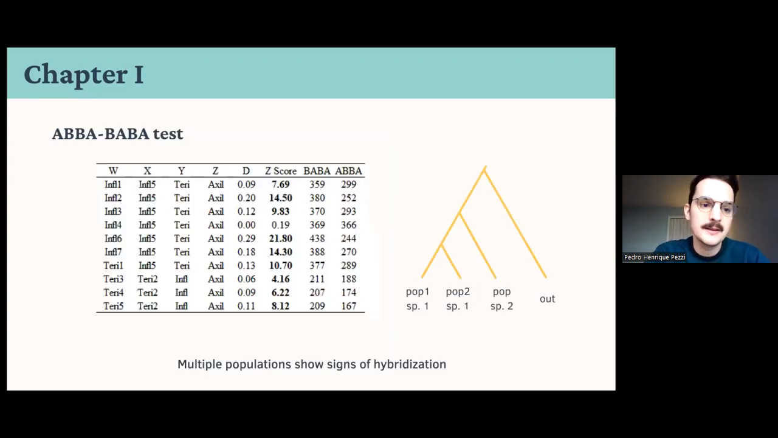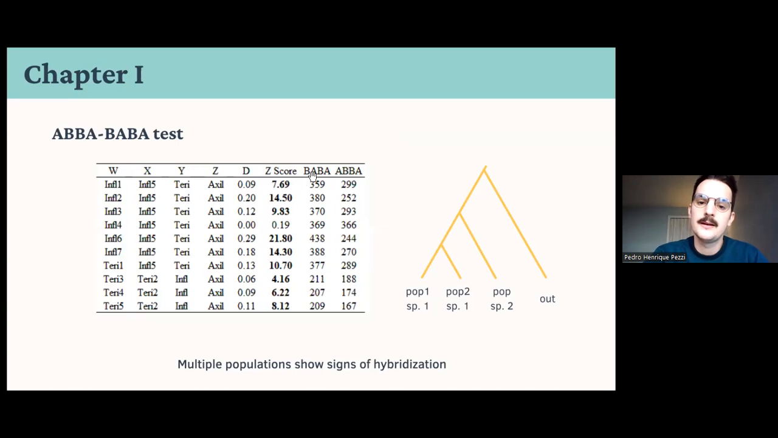To search for hybrids, we did the famous ABBA-BABA test, for those who are not very familiar with it. Here we can make a tree. This is the phylogenetic relationship of the populations and species. The test calculates the number of SNPs shared between population one from species one and the population from species two that are not concordant with the phylogeny.